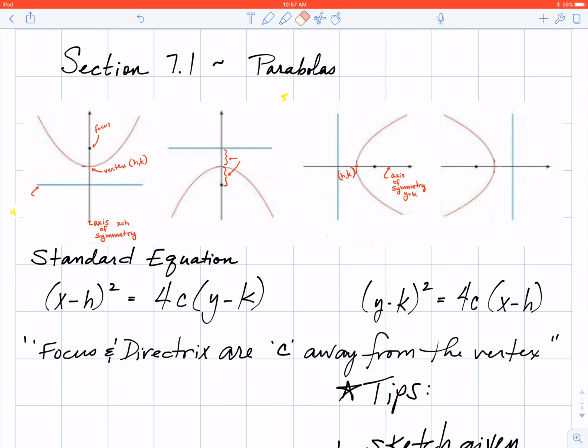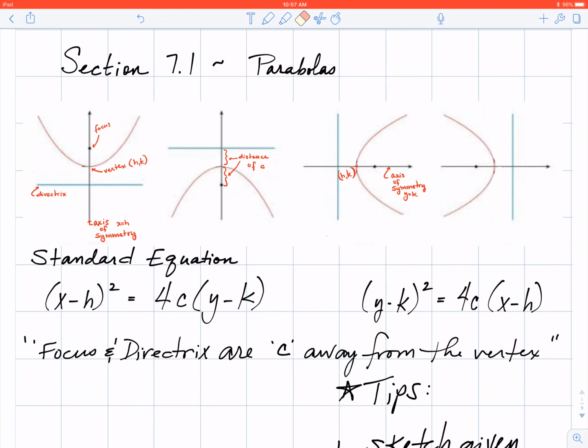And then the last thing I want to point out to you is the directrix. And you'll notice in the next picture, the picture to the right of that, the focus and the directrix are both a distance of c away from the vertex. They're the same distance away from the vertex.